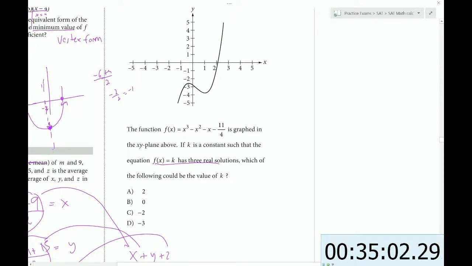And we want three solutions, so we want it to cross 3 times. So it looks like something like this would do the trick. So it would cross 1, 2, 3 times. So if we add a -3 height, which answer choice D has, then that would be the ticket. Okay, y equals -3.